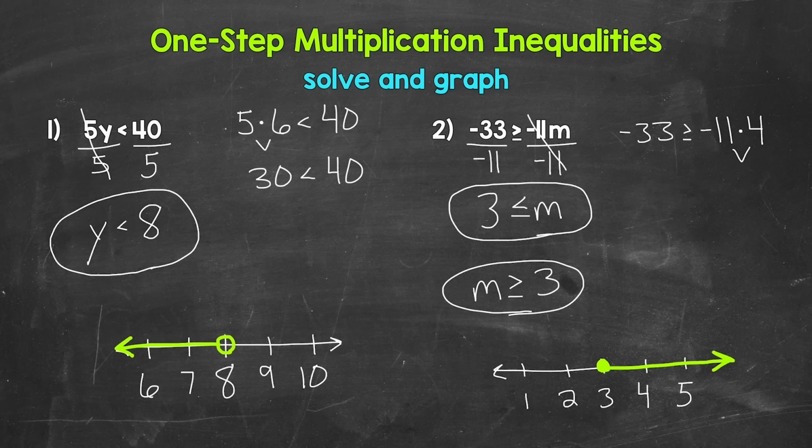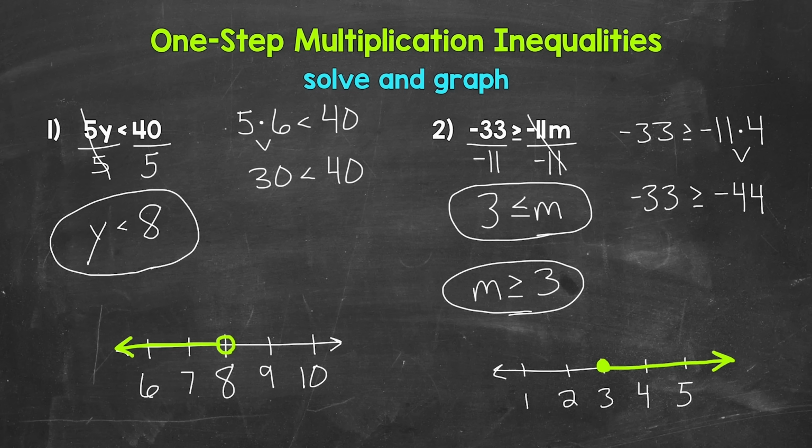Negative 11 times 4 gives us negative 44. So we have negative 33 is greater than or equal to negative 44. That is true, so we are correct here.